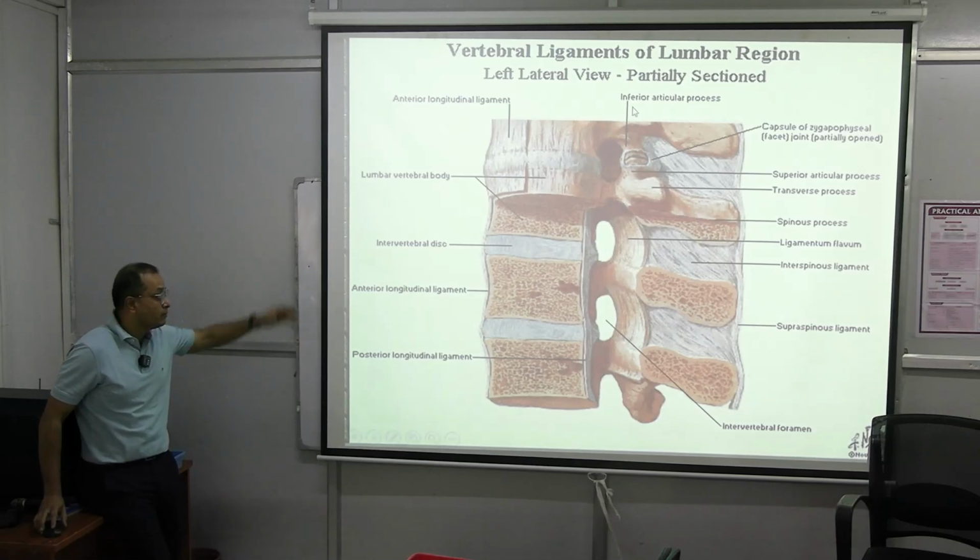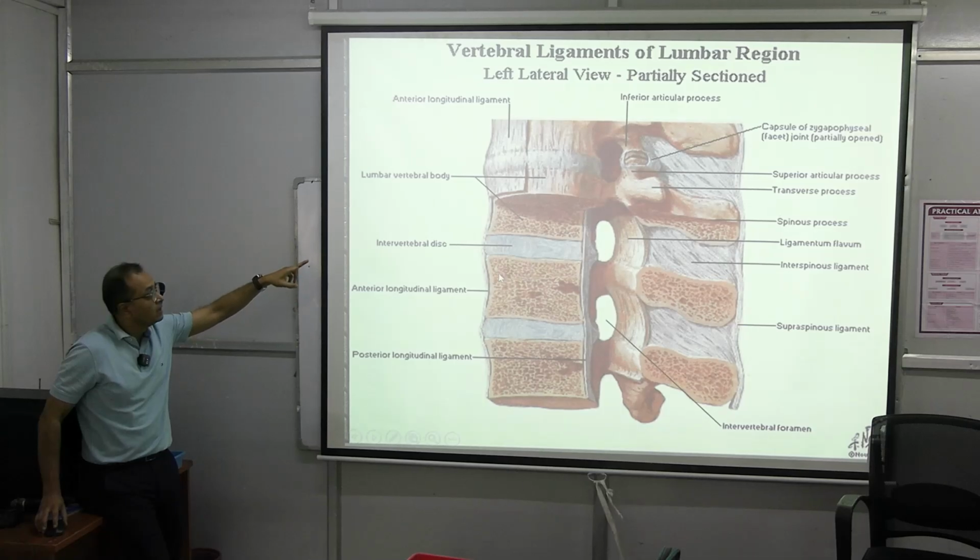So, this is a vertebra with the vertebral body. This is the posterior side, this is the anterior side. This ligament running across the front is the anterior longitudinal ligament. This ligament running along the back is the posterior longitudinal ligament. This ligament touching the tips of the spines is the supraspinous, and between the spines here is the interspinous.